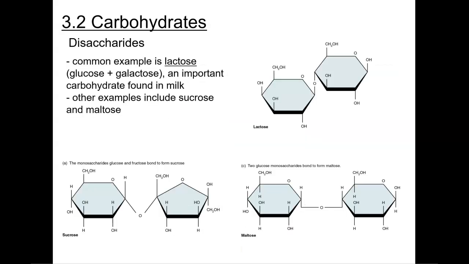A common example of a disaccharide that most people come in contact with almost every day is lactose. That's glucose and galactose put together through that dehydration synthesis. It's a very important carbohydrate because it is found in milk, and most people will eat products that contain milk or eat products that have had milk mixed in with it. Other examples could include things such as sucrose and maltose.